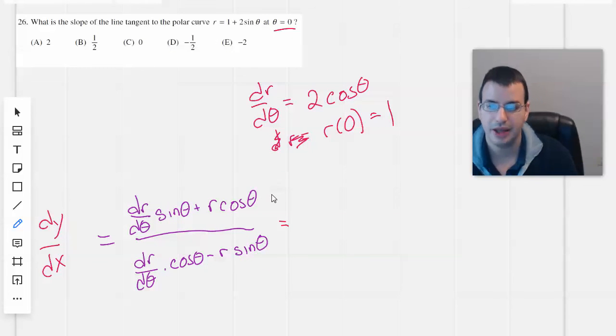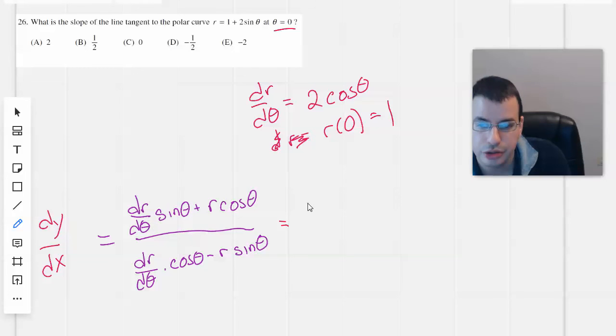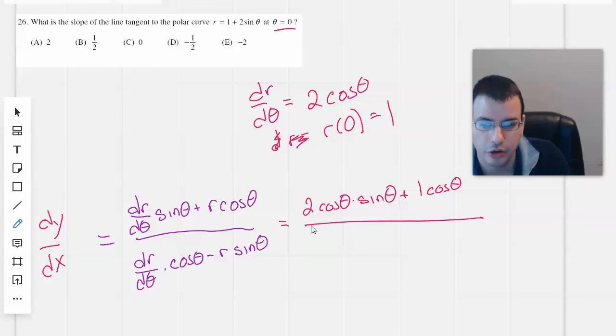And so we would be left with 2 cosine theta times sine of theta plus 1 cosine theta, all over, is there a 2? 2 dr/d theta, 2 cosine theta. Yep, 2 cosine theta times cosine of theta minus 1 sine of theta.